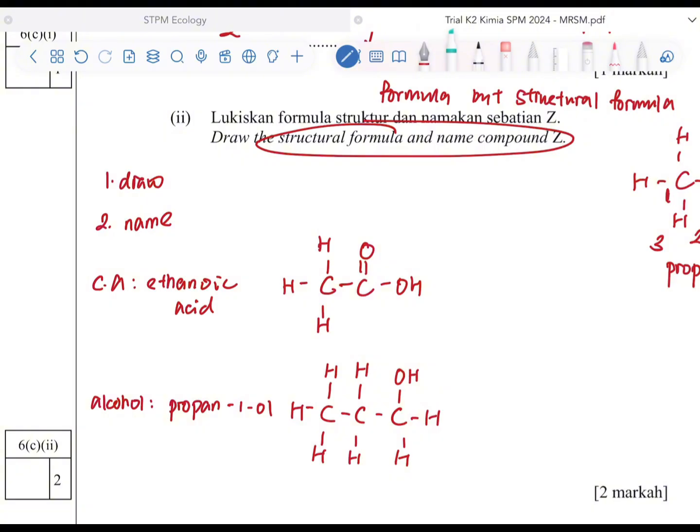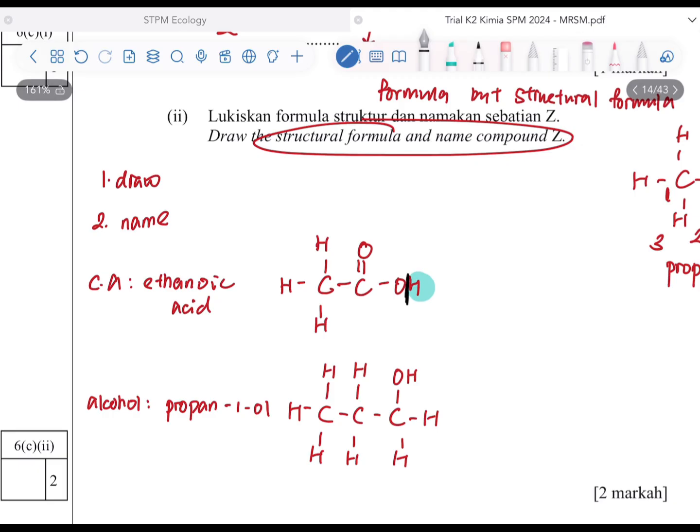Okay, so how are we going to draw the reactions? You need to remove the H over here. And for ethanoic acid, which is the carboxylic acid, you only need to remove the hydrogen. So let's cut it over here. And for the alcohol, you need to remove the hydroxyl group. So let's draw a black line and cut it over here. Do you notice that this highlighted H and the OH can join and become water, right?